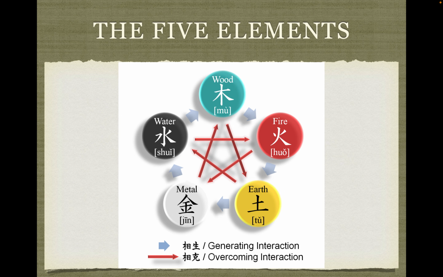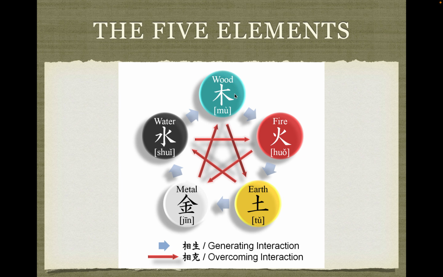The 5-element theory has a generative cycle and a destructive or overcoming cycle. And so each of the 5 elements has a different relationship with each of the others. And you can see here in this chart, the wood element, the fire, earth, metal, and water back to wood create the generating cycle. And it's somewhat logical.